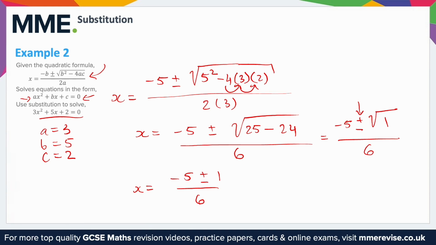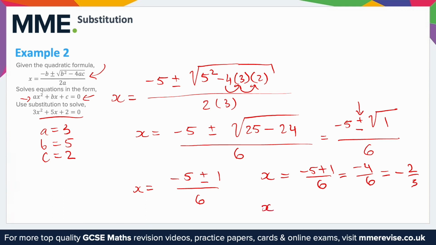So, for example, if we take the positive one first, x is going to be minus 5 plus 1 over 6. Minus 5 plus 1 is minus 4. So then you get minus 4 over 6. And then this simplifies down because both are multiples of 2. So you get minus 2/3.